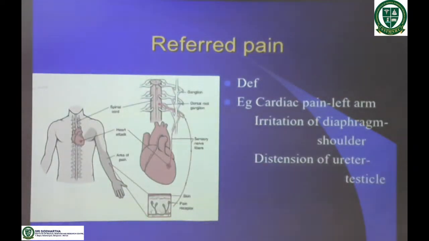The referred pain, as I told, the underlying cause will be somewhere else and the pain will be referred somewhere else. The best example for this is cardiac pain, which will be referred to the inner aspect of the left arm. This is because of the dermatomal rule. The heart and the inner aspect of the arm arise from the same dermatome. The other examples are irritation of the diaphragm, which will be referred to the shoulder, and distension of the ureter, which will be referred to the testicle.